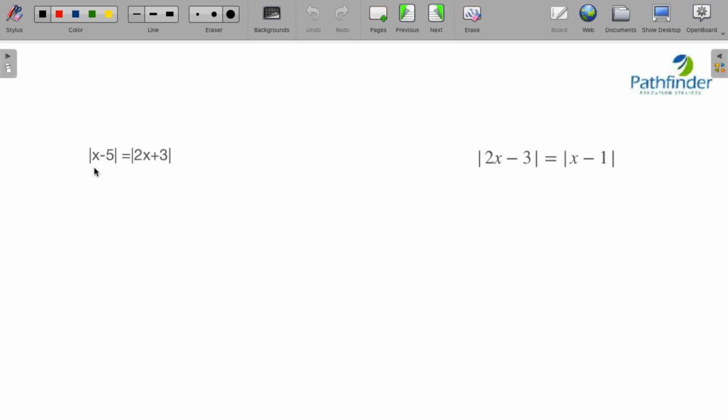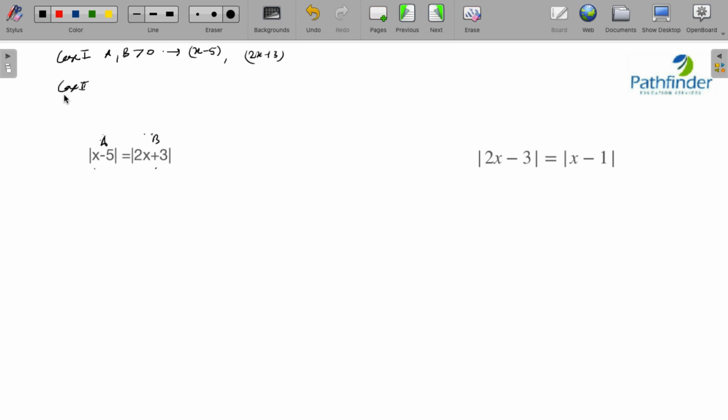So now we have mod of x minus 5 is equal to mod of 2x plus 3. Now there are two mod operators. So what can we do? Both sides can be greater than 0. Case 1. Suppose this is a and this is b. So a, b both are greater than 0, in which case I will open these brackets as x minus 5 and 2x plus 3 respectively.